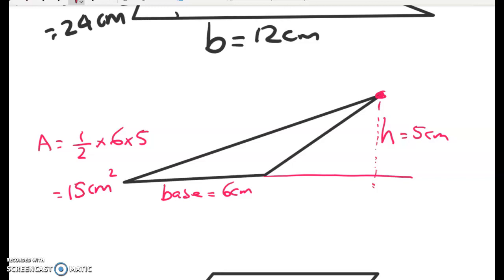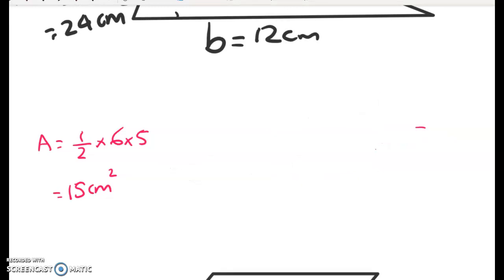The other way that I could do that is that I could change how I'm doing the base. So it will depend on what information I'm given. So we can do that thing where we extend the base, or let's just get that triangle back.